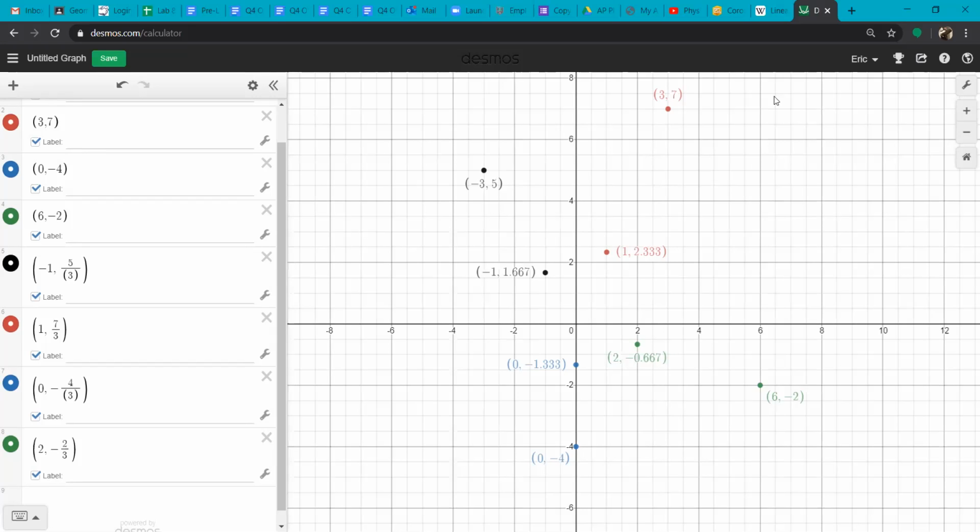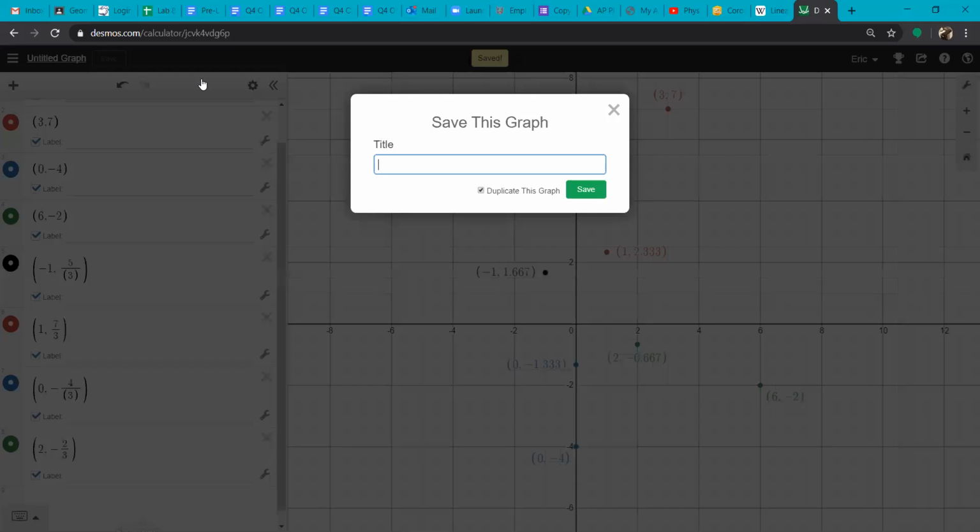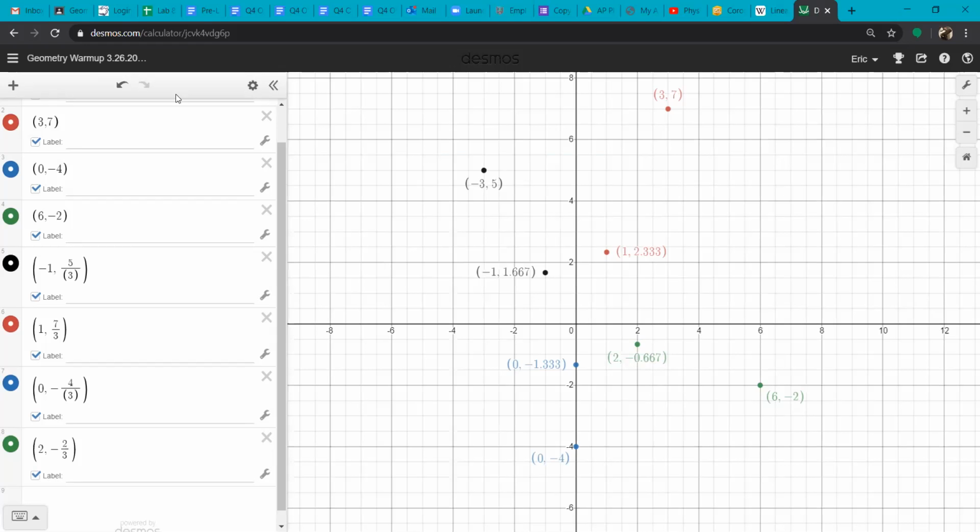You can even save this stuff to your own account. So if I hit save right now, because I'm logged in as myself, I could call this geometry warm-up 3/26/2020 and hit save. And once you've done that, you can actually just grab this link and send it to your homies in case you ever need to share a graph that you made with somebody. Is that okay? I'll set that up today.